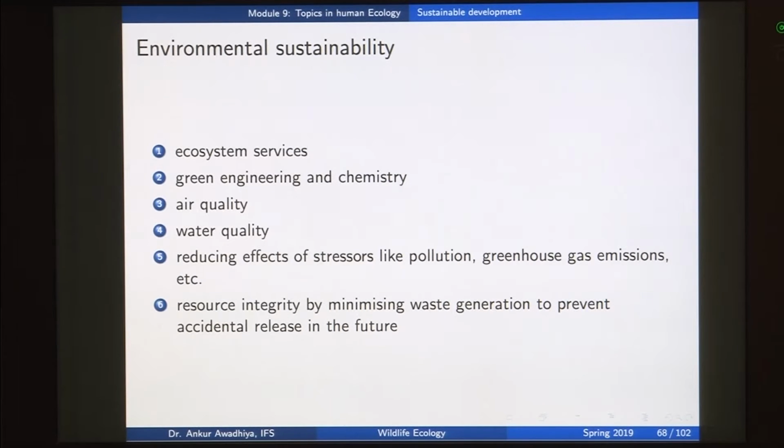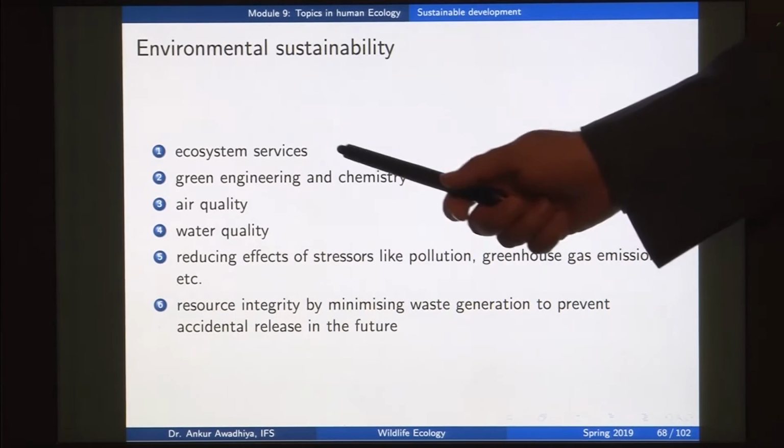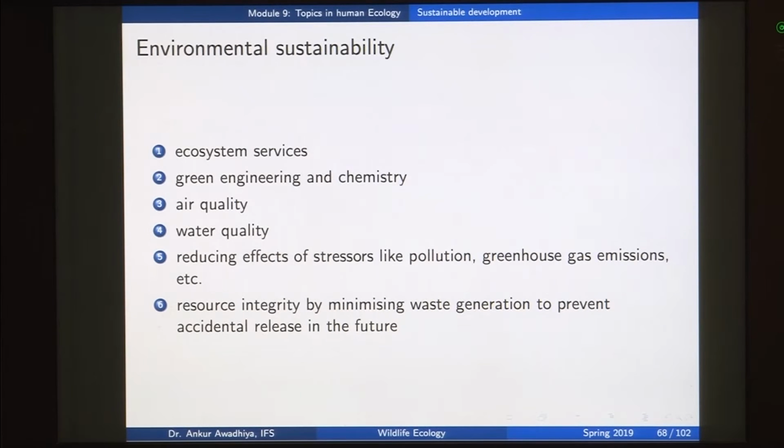So, we need to have an ample number of frogs in our system. That is also an ecosystem service that is being provided. So, in the case of environmental services, we talk about ecosystem services. We talk about things like green engineering and chemistry, which is using engineering and chemistry in a way that we are manufacturing such products that are not harmful to the environment.